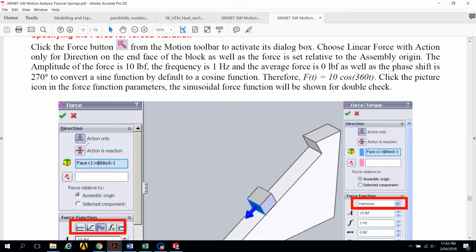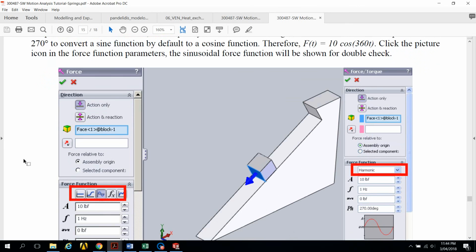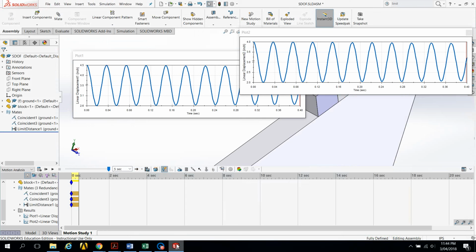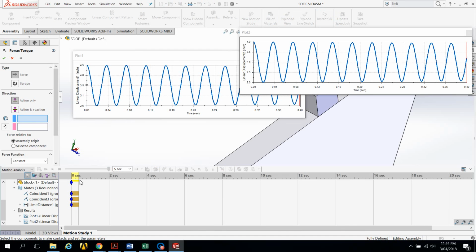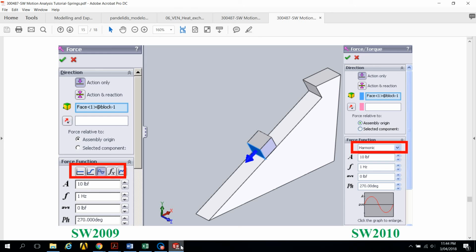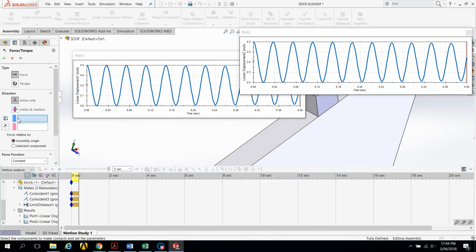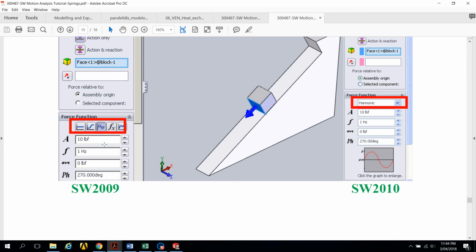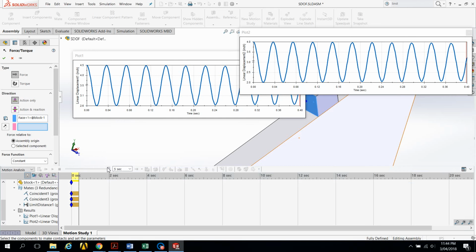Click the picture icon in the force function parameters. The sinusoidal force function will be shown for a double check. So I will choose that, force. Okay, that's your force. Okay, then start to make all the dimensions. So action only, and the face of the block number 1 is going to be chosen here. Then I'm going to leave it as space. I'm going to go to sinusoidal force 10, 1, 0, 270. Sinusoidal.